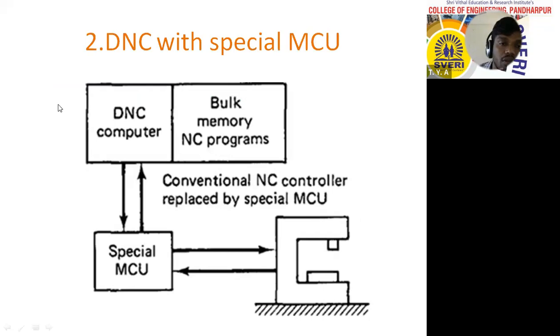In this, your DNC computer with bulk memory, directly without taking connection of all the integrated machines, there is one special MCU unit, and through that special MCU unit the program will be sent to the actual machine. Okay, the conventional NC controller is replaced by the special MCU.